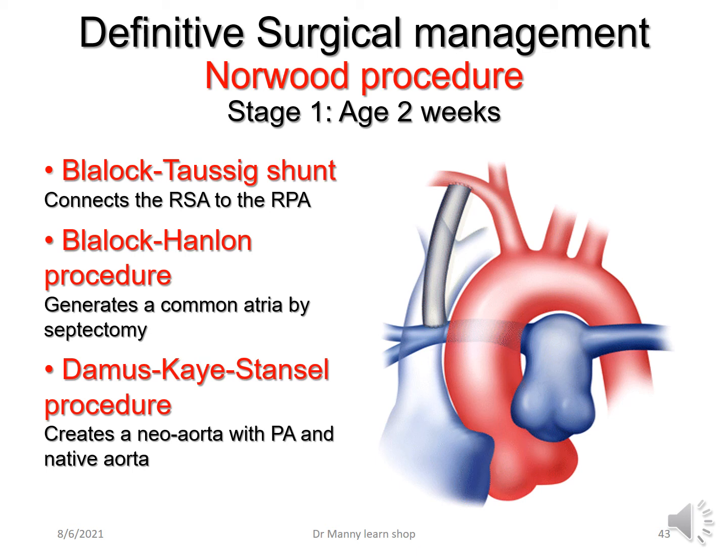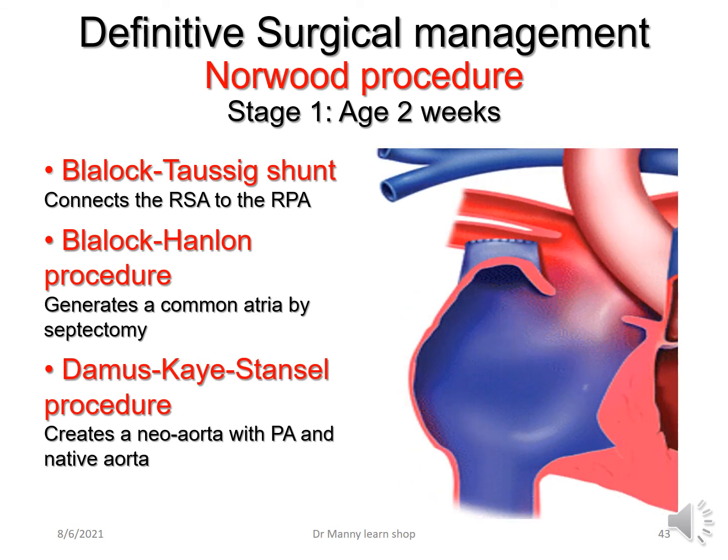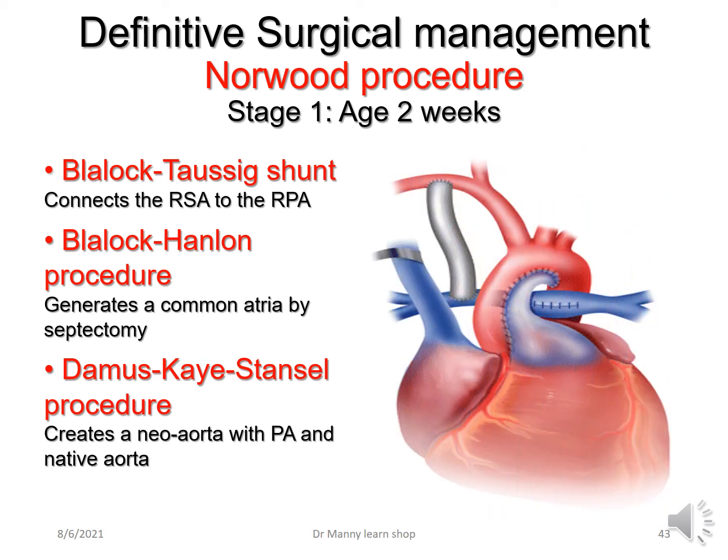Then you've got the Blalock-Hanlon procedure, which generates a common atria by septectomy, not cystostomy, septectomy. And this is where the septum is incised to create a common right and left atria. You also have the Damus-Kaye-Stansel procedure, which creates a new aorta with the pulmonary artery and the native aorta, which is atretic.